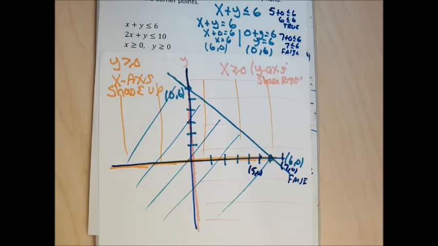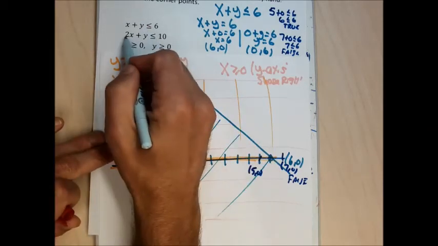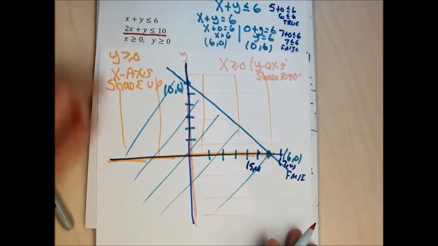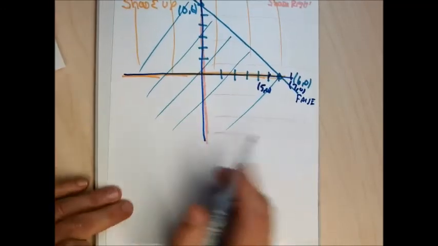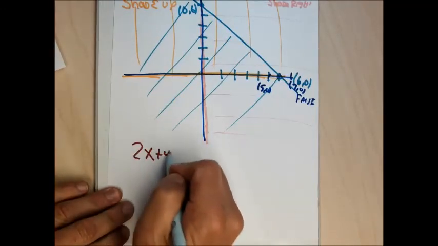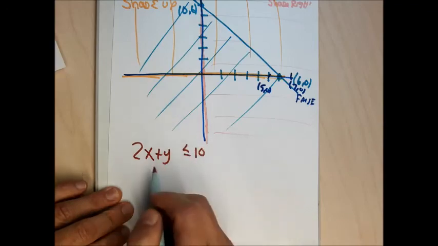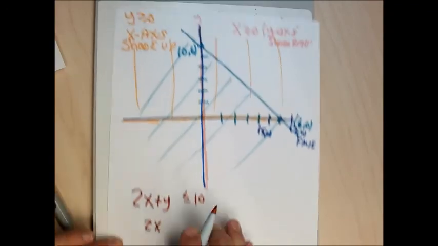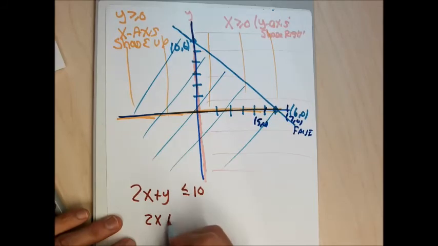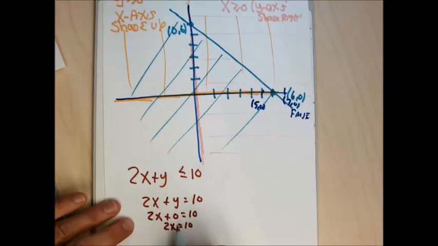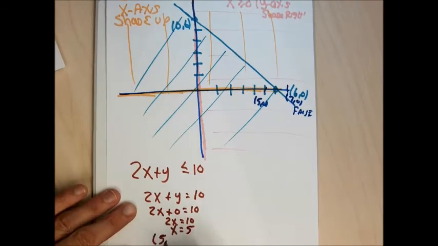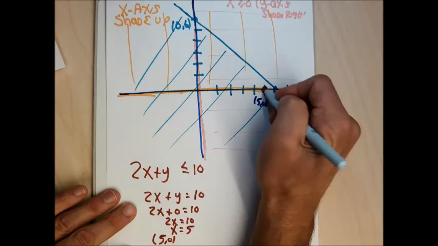Last thing I need to graph is this 2x plus y is less than or equal to 10. It's kind of out of room here, so let me work on this. First, I'm going to find the x-intercepts of 2x plus y equal to 10. I'm going to plug 0 in for y and get 2x plus 0 equals 10. That will give me 2x equals 10, or x equal to 5. And that's going to be the point 5, 0. So there's the 5, 0 already.